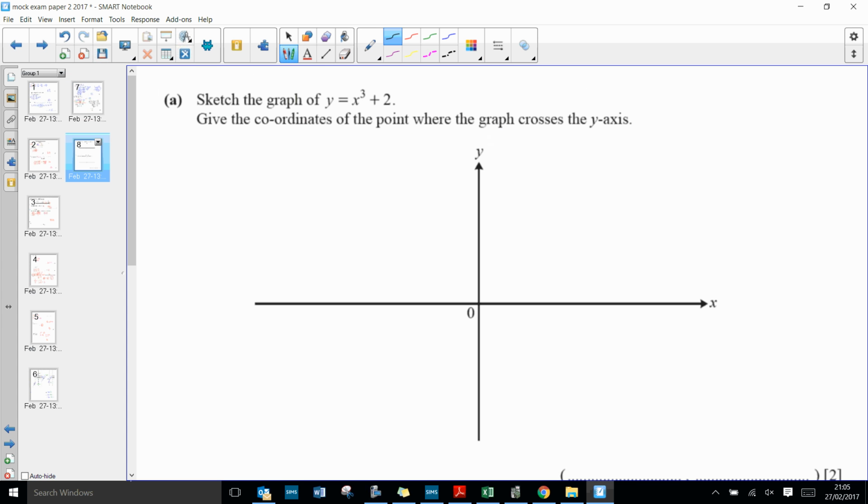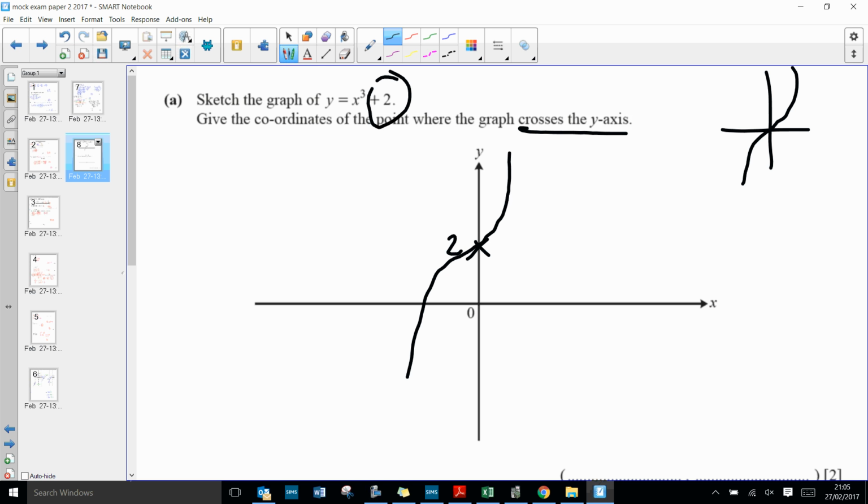Last one, sketch the graph of y equals x cubed plus 2. Give the coordinates for the point where it crosses the y-axis. So, I'm hoping you remember that a basic cubic graph looks like this normally. This plus 2 means that the whole graph is shifted up 2 units. So this point here is now 2. And they want to know the coordinate where it crosses the y-axis. That's the coordinate 0, 2.